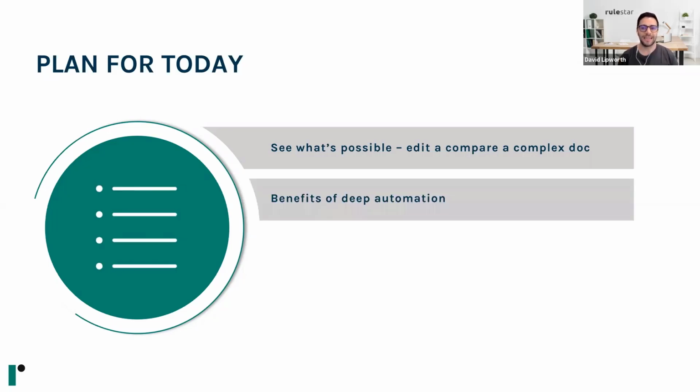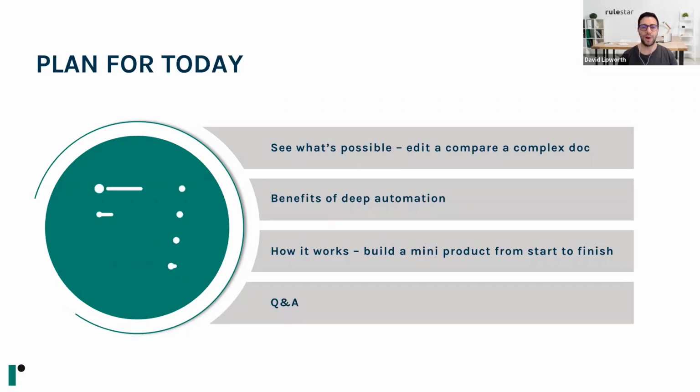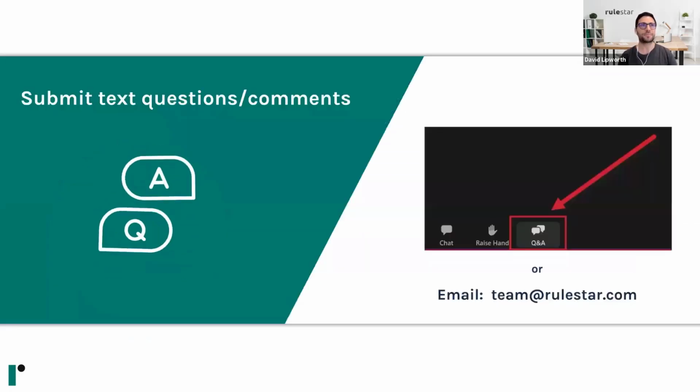Then we'll briefly discuss the benefits of that kind of automation. So we'll look at the implications of this kind of automation on your legal practice and your law firm, and also, frankly, your life. And then hopefully we have time for this. We're going to build an entire mini product together from scratch. So this will show you the Rulestar approach to document automation, and you'll see how easy it is to capture your knowledge in this way. And then we'll do some questions and answers at the end.